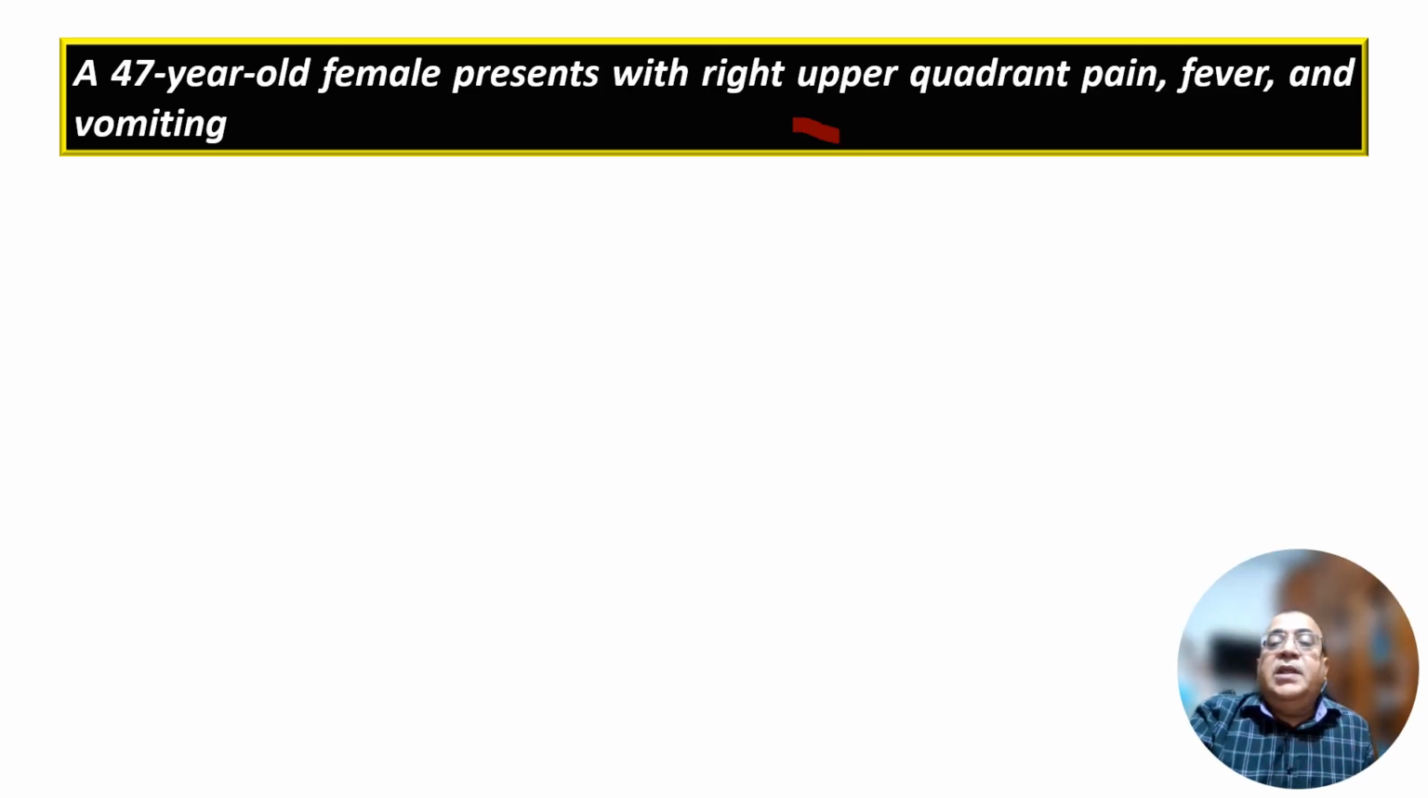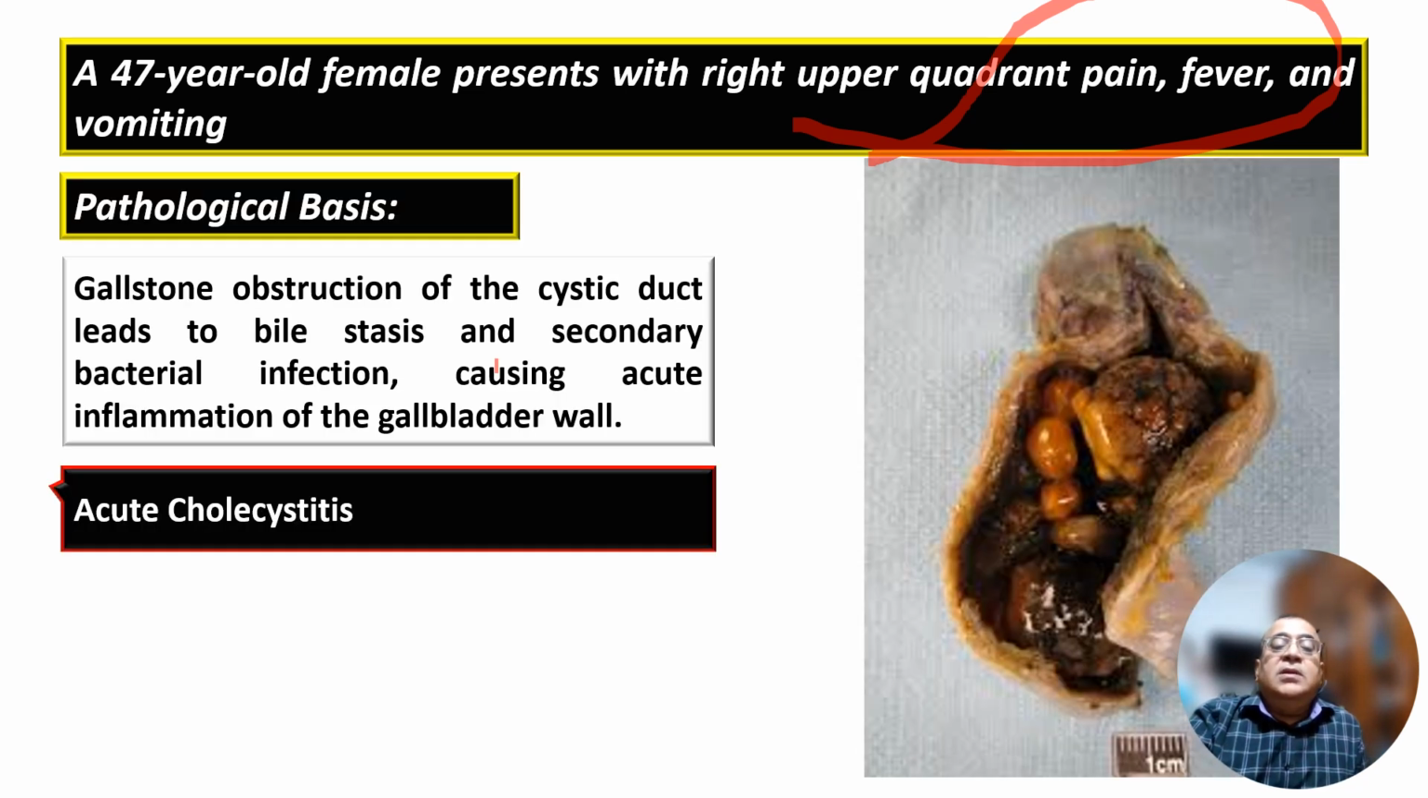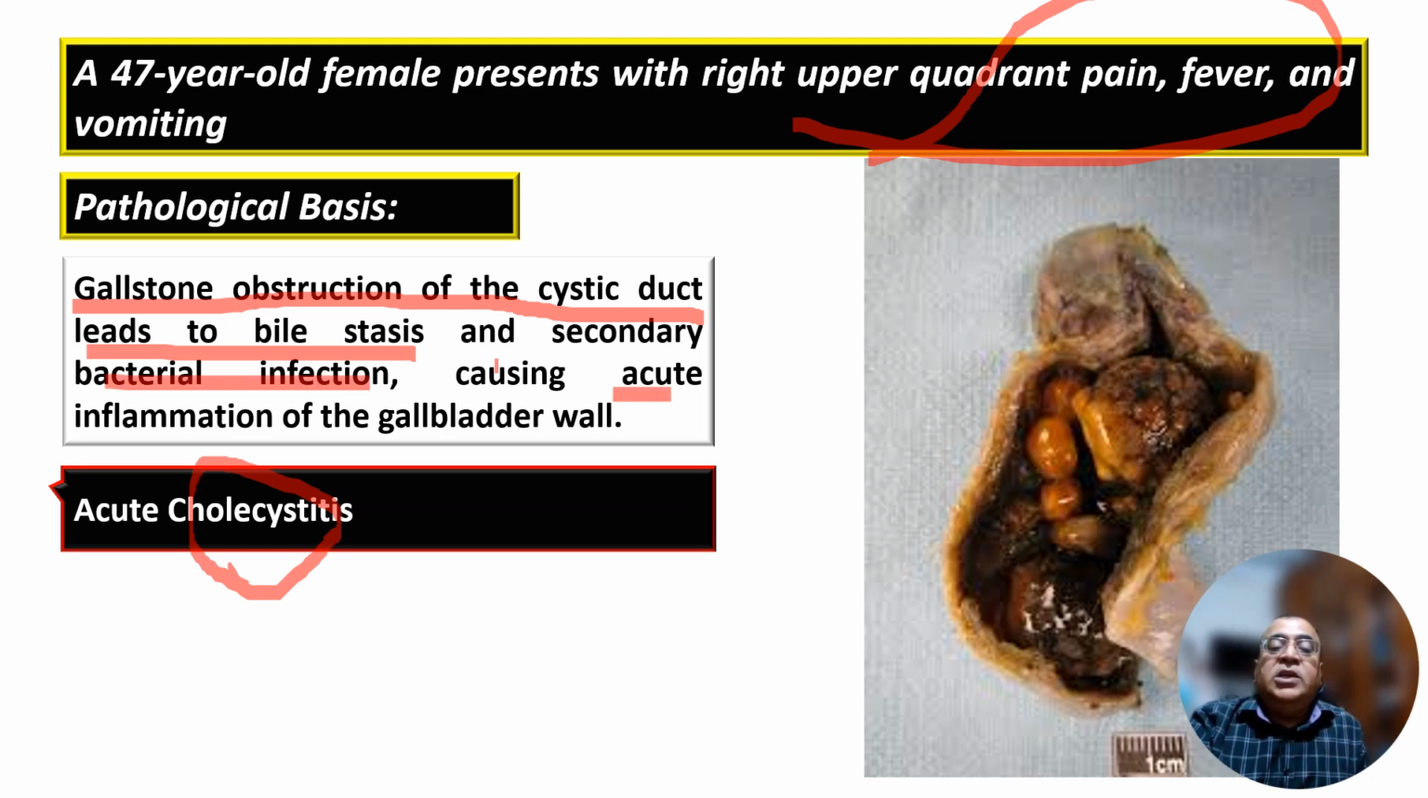Right upper quadrant pain with fever and vomiting in a 47-year-old female is acute cholecystitis, the acute inflammation of the gallbladder, and it is usually commonly due to gallstone obstruction of the cystic duct that lead to stasis of the bile, and there is secondary infection of this area that cause acute inflammation of the wall of the gallbladder.